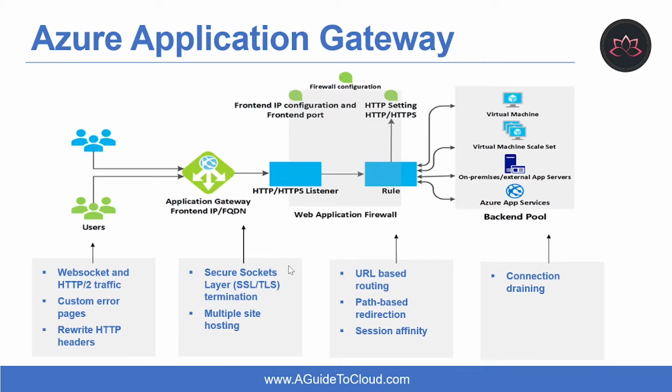Some of the features included in the Azure Application Gateway are Secure Socket Layer or SSL/TLS termination, autoscaling, zone redundancy, static VIP, web application firewall, which we will learn about in the next slide, ingress controller for AKS, URL-based routing, multiple site hosting, redirection, session affinity, and WebSocket and HTTP/2 traffic.